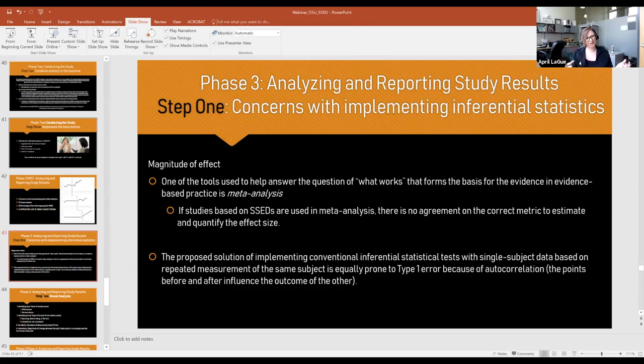So it's really hard to group studies together as a meta-analysis and say this is what works because you have so many different effect sizes. So the proposed solution of implementing conventional inferential statistical tests like t-tests and ANOVAs is prone to type 1 error because of autocorrelation. Okay, so we all know that means that the point before could affect the point after.